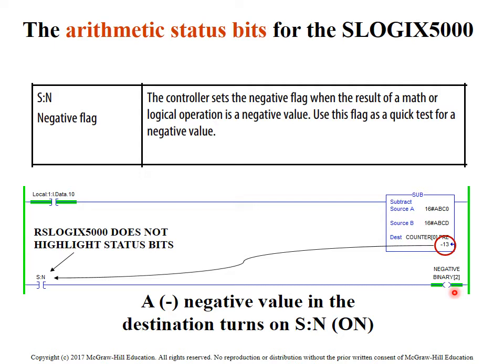So just be aware of that. Basically, a negative value in the destination turns on SN, which is on. So this guy being negative turns him on. Something to consider when you're dealing with subtraction, or maybe even some other forms, say a counter. You've got a counter that's starting to count negative.